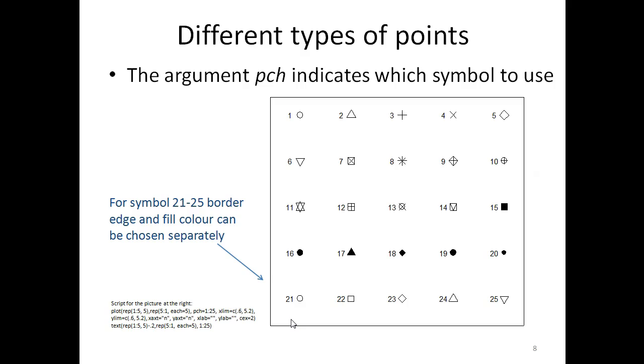And you only have 25 of them, but if you bypass the pch argument and use another technique, which we will look at later on, you can of course use any symbol that you have on your computer, any symbol, character or digit as point character, but not by assigning a number to pch in the plot command.